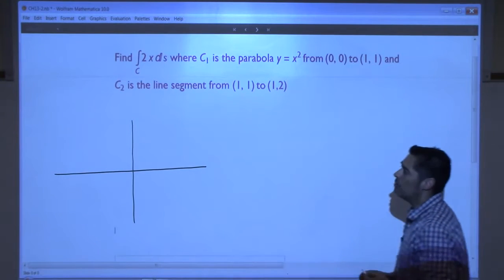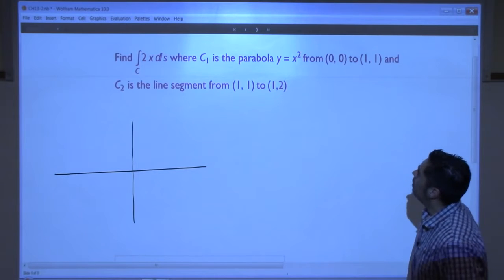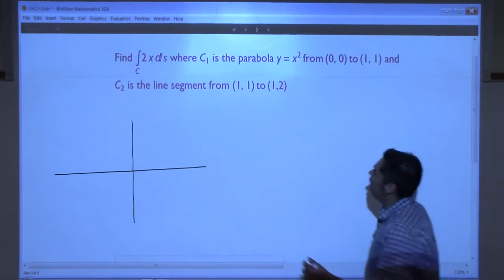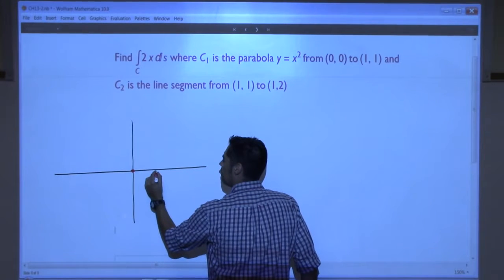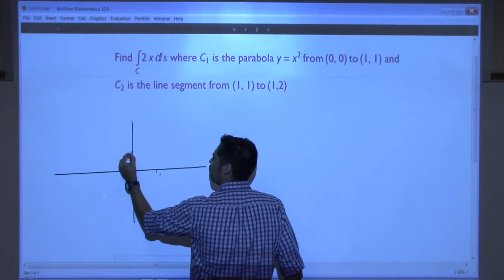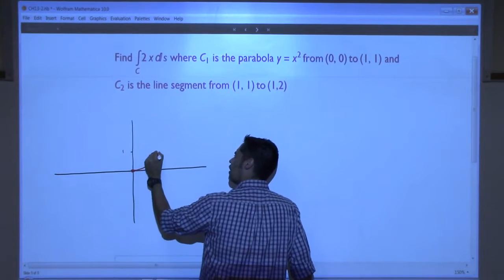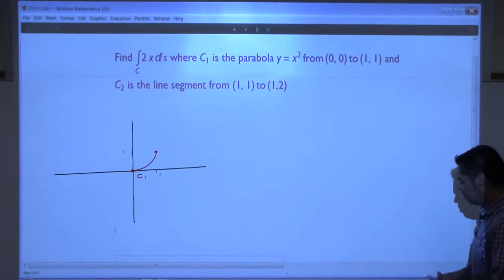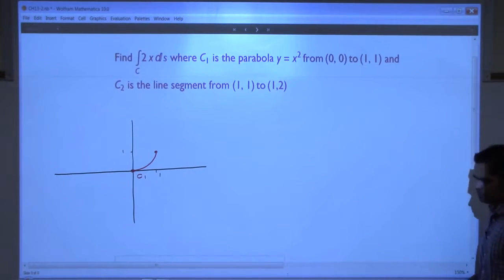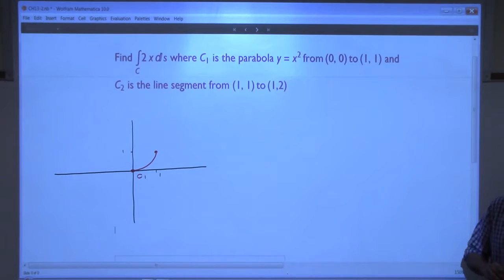Let me try and draw what capital C is first. Let's start with C1. The parabola y equals x squared goes from here, 0, 0, to 1, 1. That's C1. C2 goes from 1, 1 to 1, 2, so just straight up.